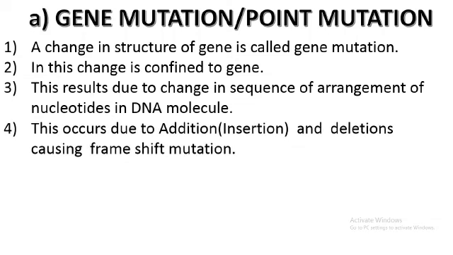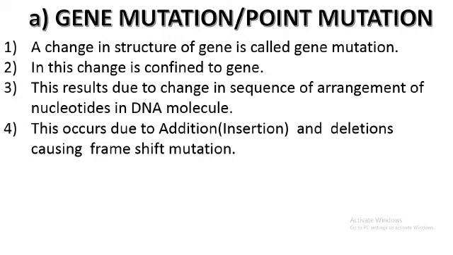What causes changes in the arrangement of nucleotides? That occurs mainly due to two important concepts: addition, where a nucleotide may be added, or deletion, where a nucleotide may be removed. So addition or deletion of nucleotides, or in simple terms nitrogenous bases, is going to bring about gene mutation. Here, how many nucleotides or nitrogenous bases are going to be added?